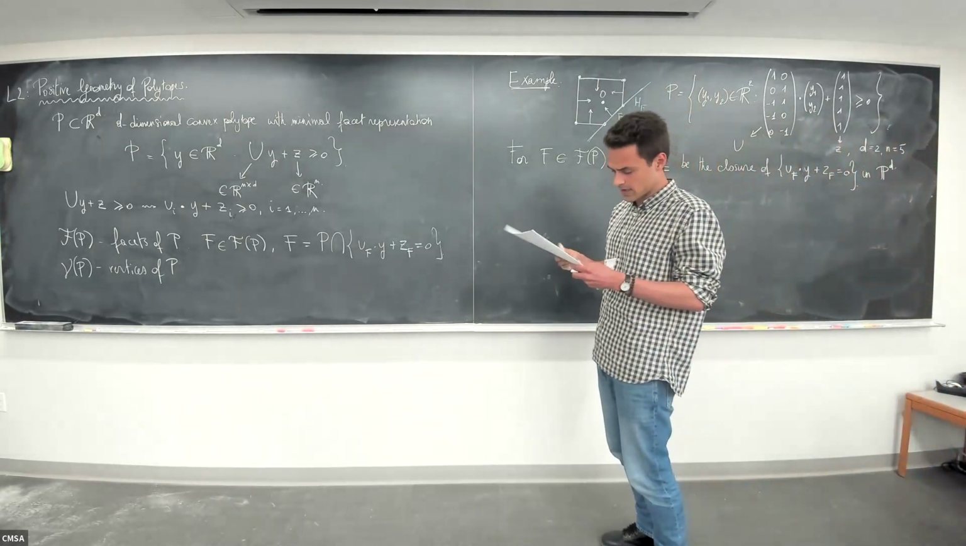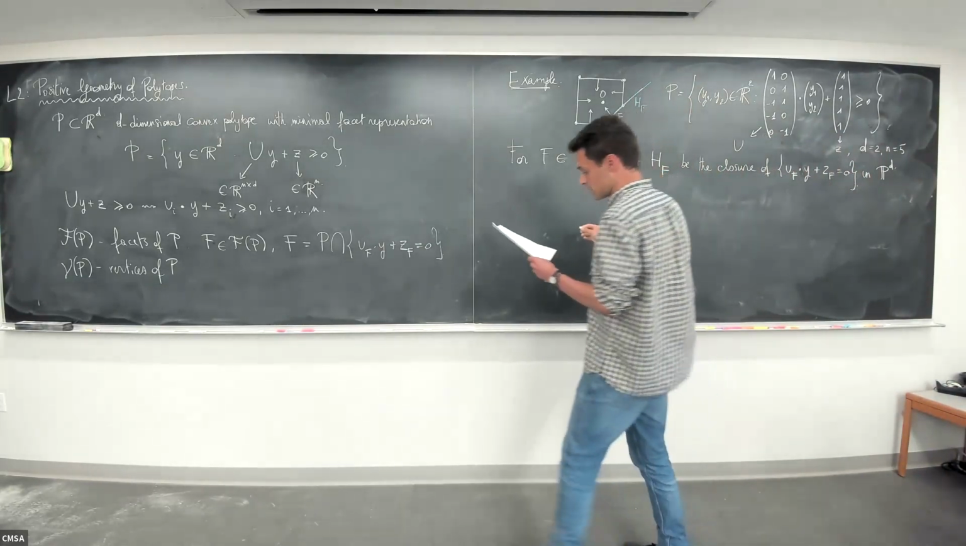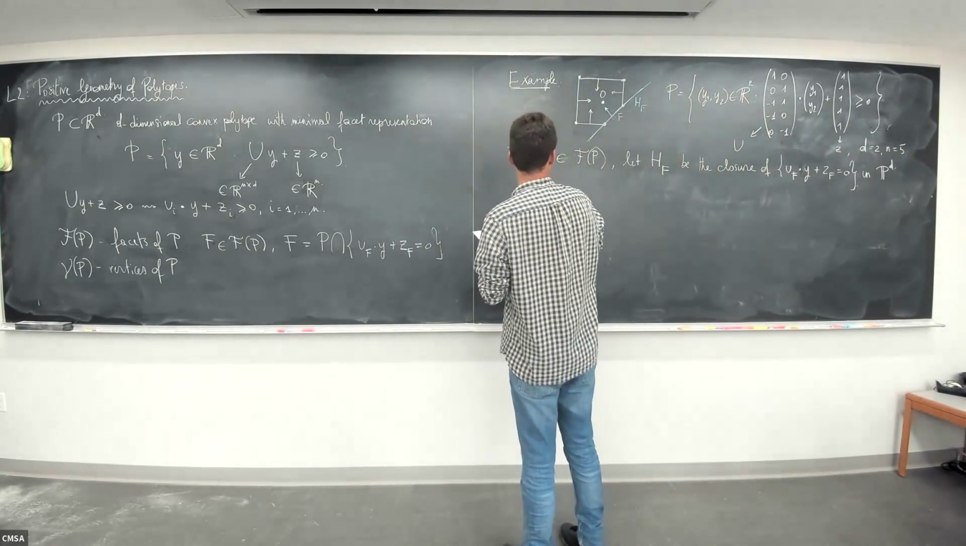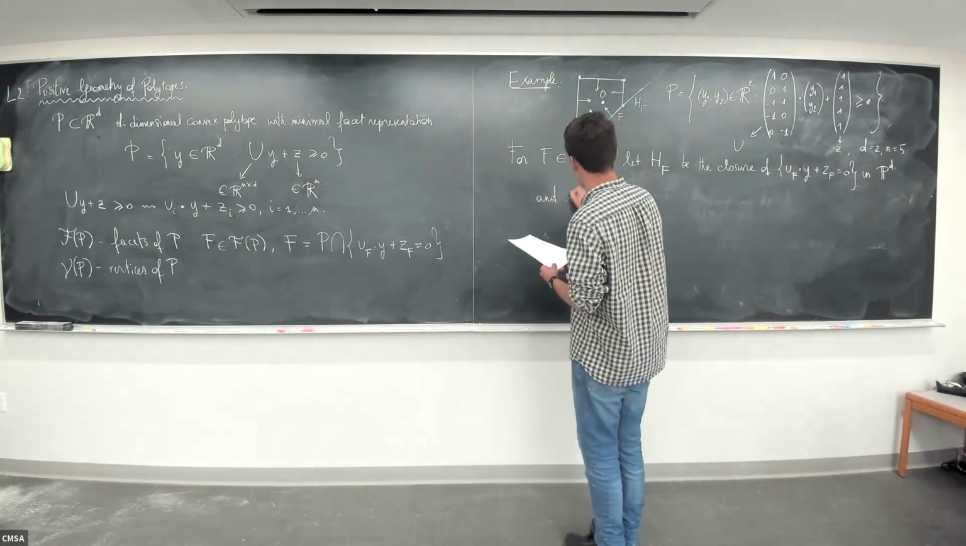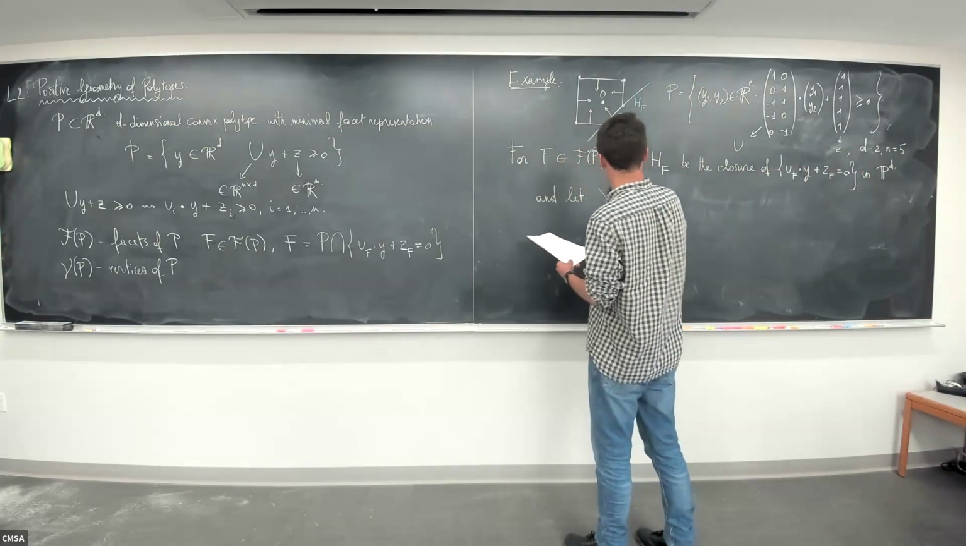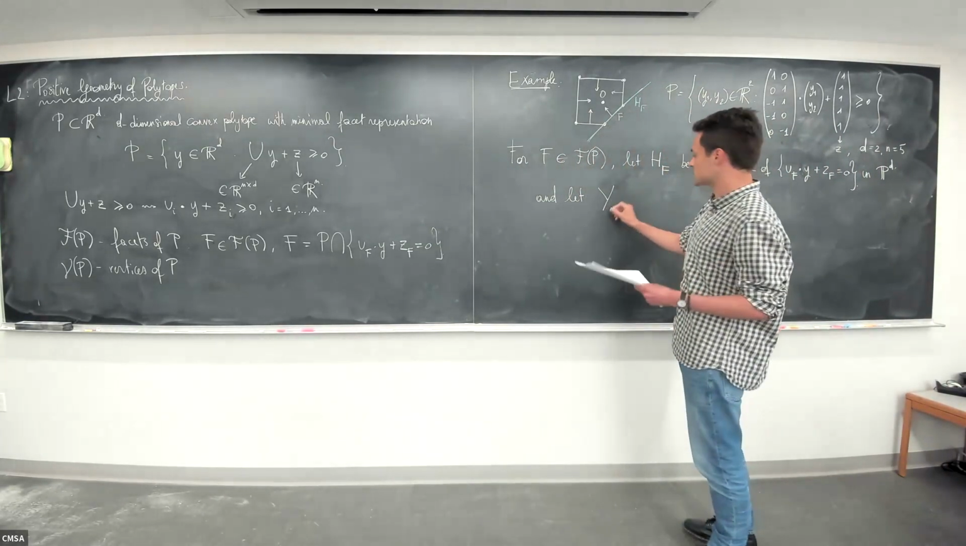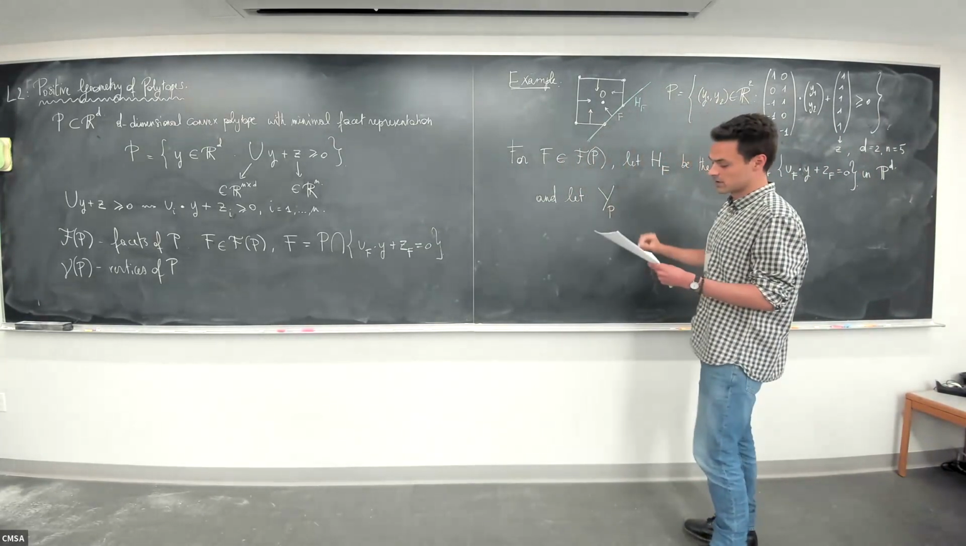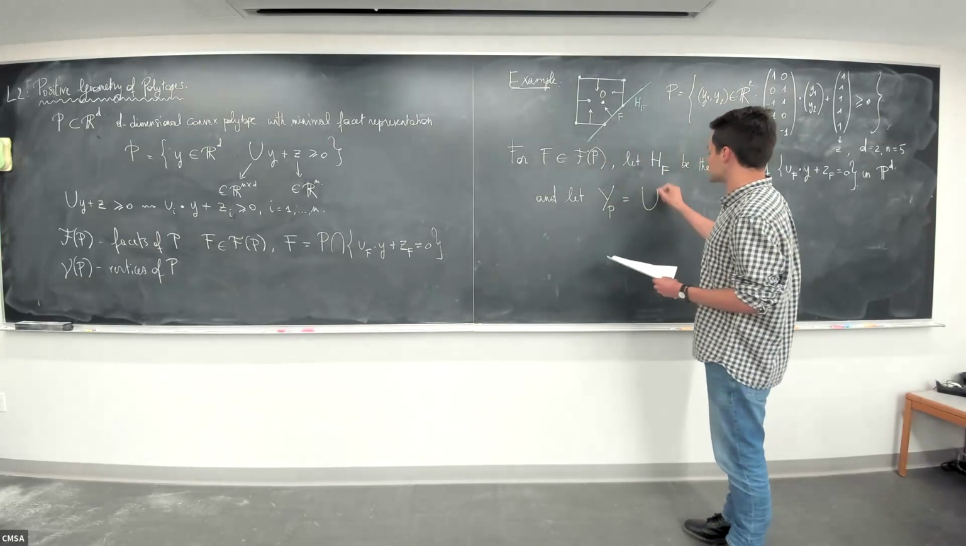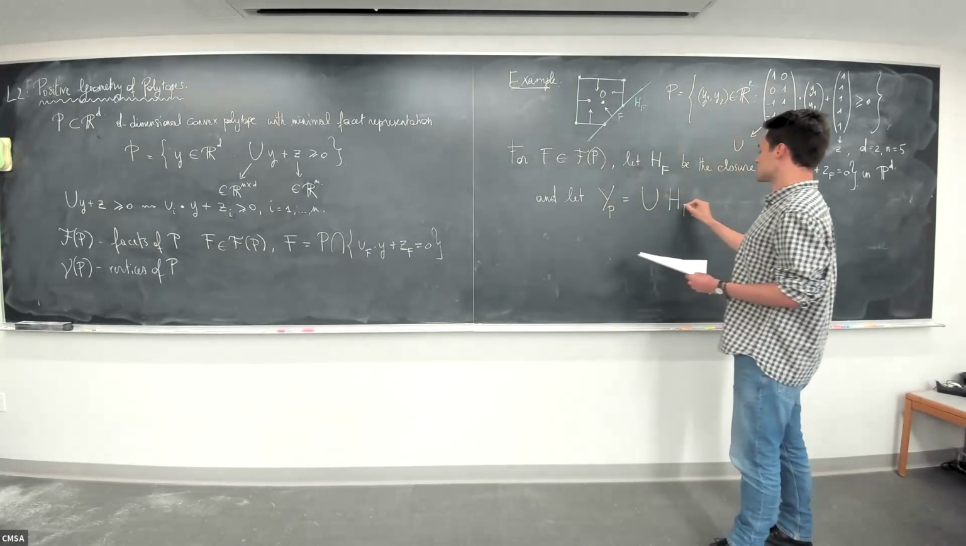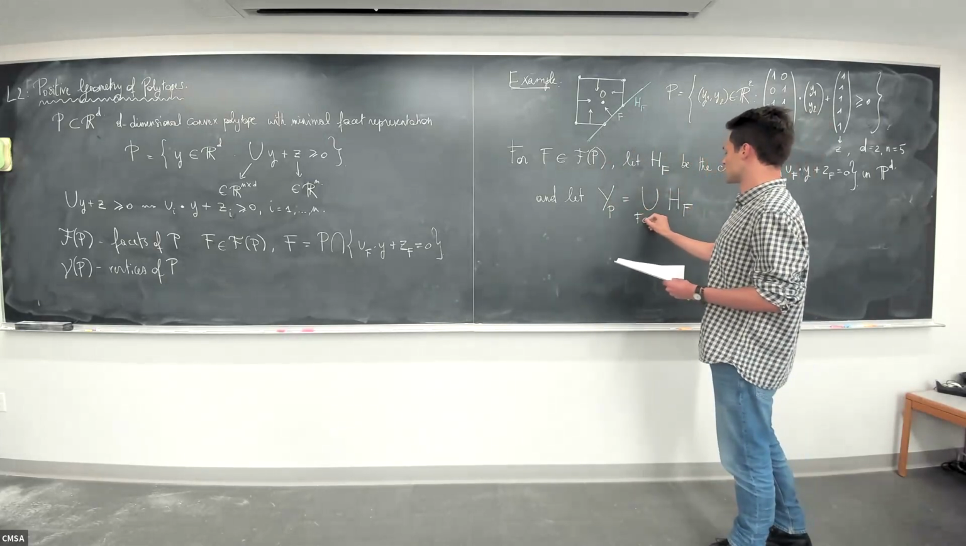Okay, and then our algebraic boundary will be Y, like in the previous lecture. So the algebraic boundary of the polytope P is the union of all these facet hyperplanes.